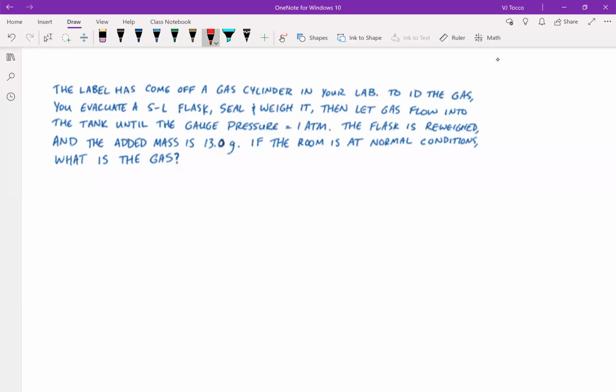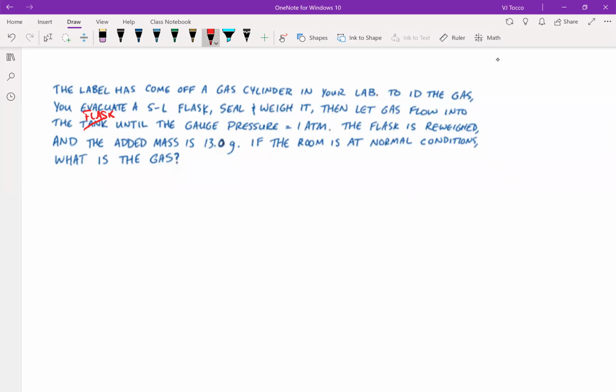Okay, second practice problem for the day says the label has come off a gas cylinder in your lab. To identify the gas, you evacuate a 5-liter flask, seal and weigh it, and let gas flow into the tank until the gauge pressure is 1 atmosphere. This should be gas flowing into the flask as well, just for clarification. The flask is reweighed. The added mass is 13 grams. If the room is at normal conditions, what is the gas?